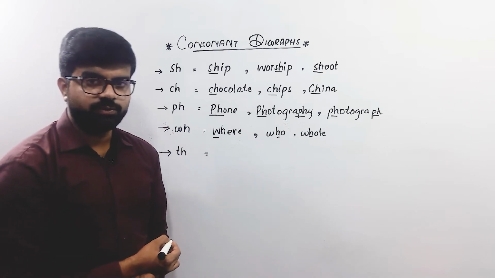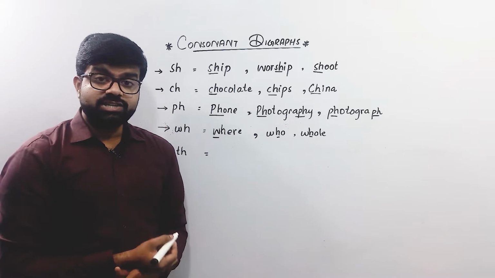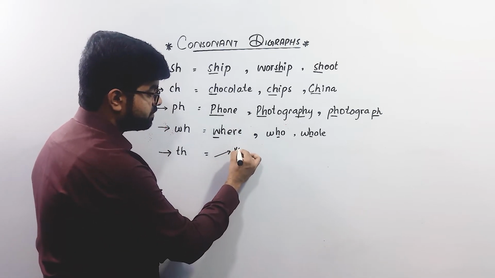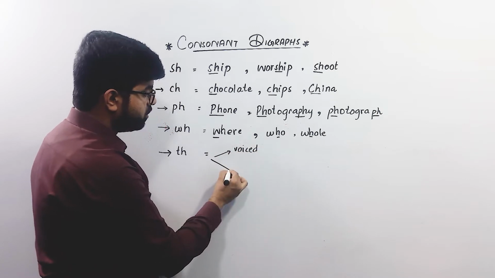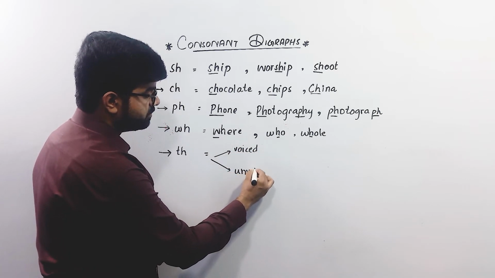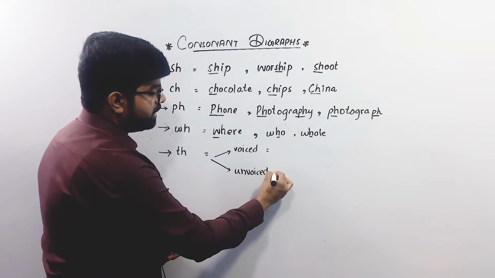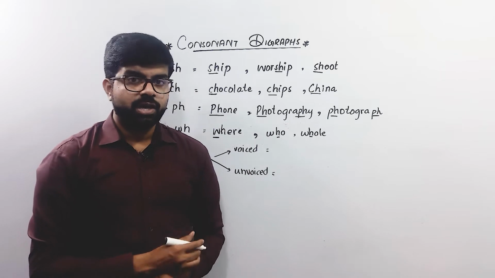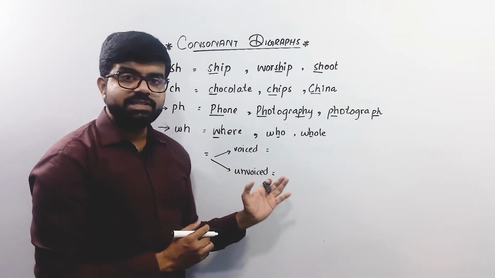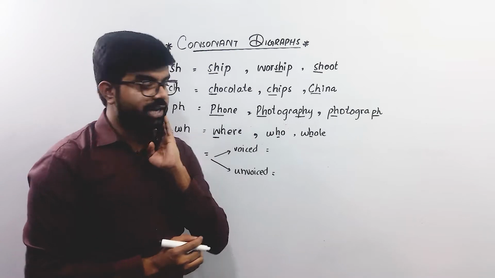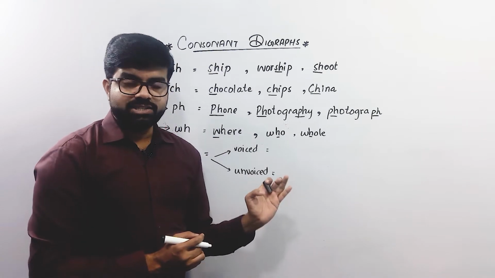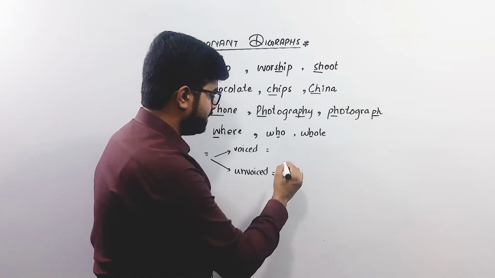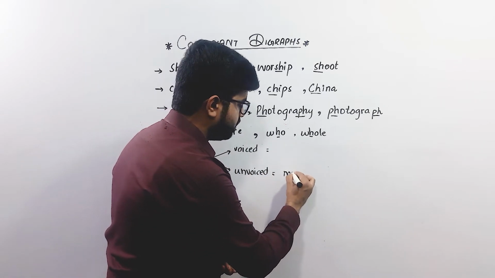And the last thing is TH sound. All right, TH has two different sounds. One is called voiced and another is called unvoiced. They are called voiced and unvoiced on the basis of their formation. Voiced, the TH sound is formed inside the vocal cord, while unvoiced TH sound is formed in the mouth. All right, the word I just said is mouth.